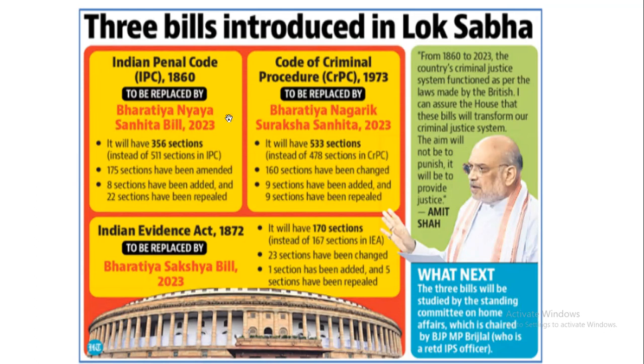First, the Bharatiya Nyaya Sanhita Bill. It will have 356 sections instead of the 511 sections in IPC. You know, in our Indian Penal Code we have around 511 sections, right? And that is a lot. Now they have tried to reduce the number, and we are going to have 356 sections.